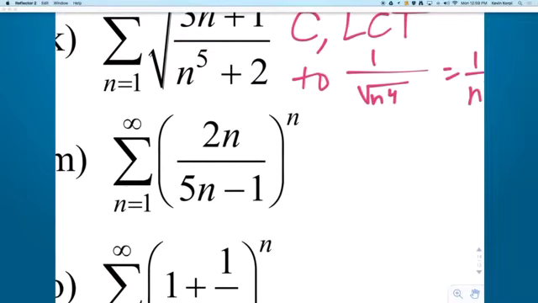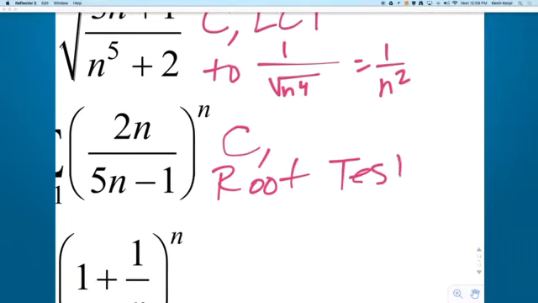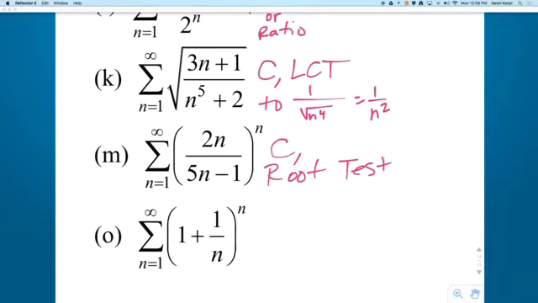And so this does actually converge by the what test? Root test, yeah. 2/5 is less than 1.